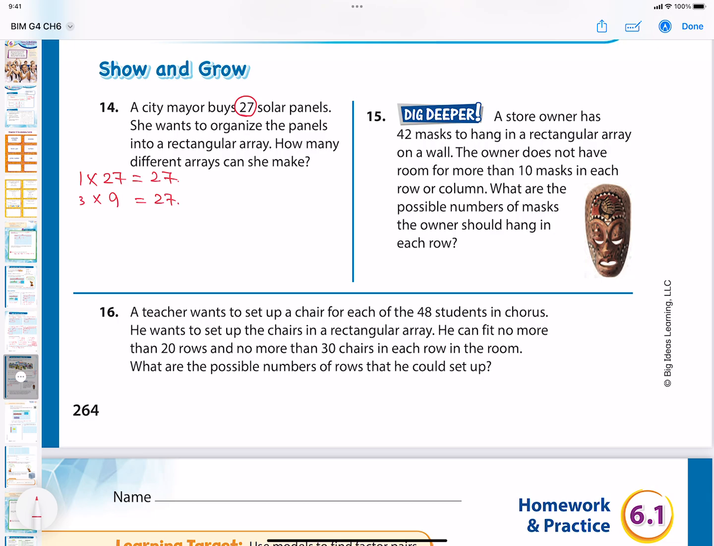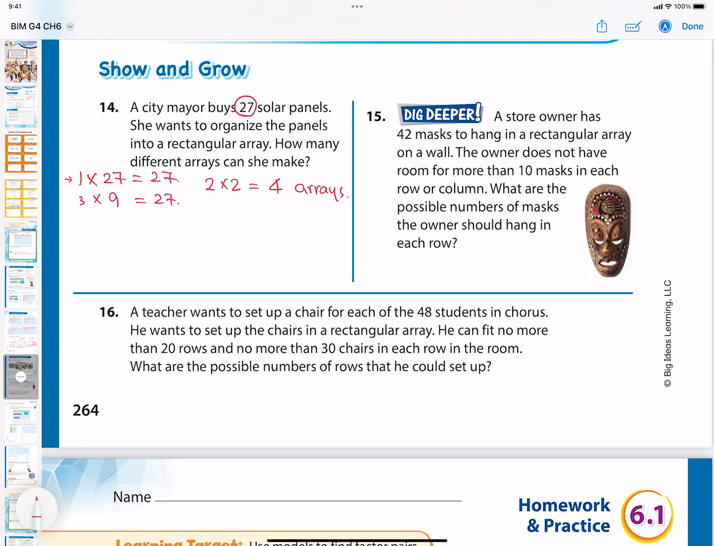So how many different arrays? Yes, 2 pairs by 2 possibilities, which means what? 4 arrays. You understand that, right? Because 1 row of 27, or you can make what? 27 rows of 1. So each pair has what? 2 possibilities. Make sense? Okay. And 3 rows of 9 or 9 rows of 3. All right, let's move on.